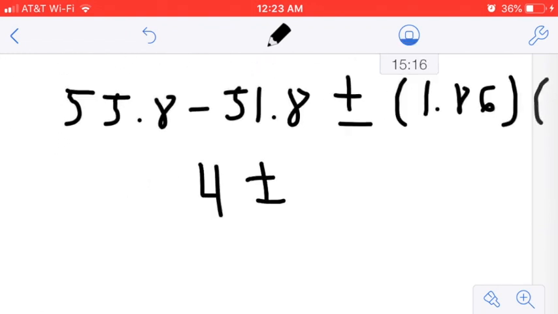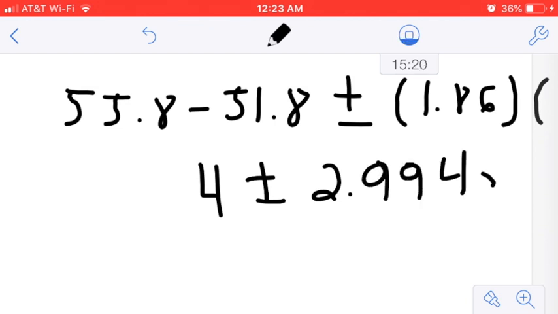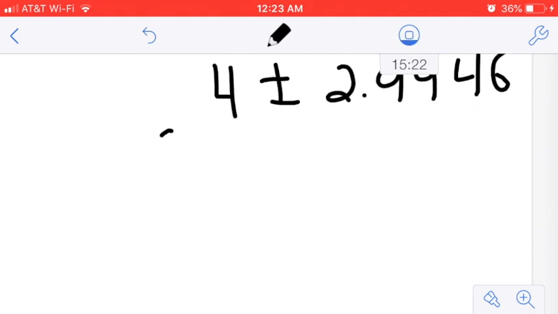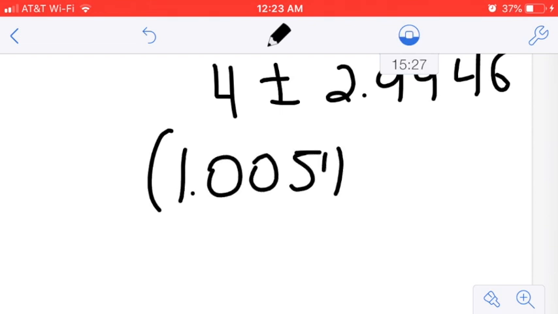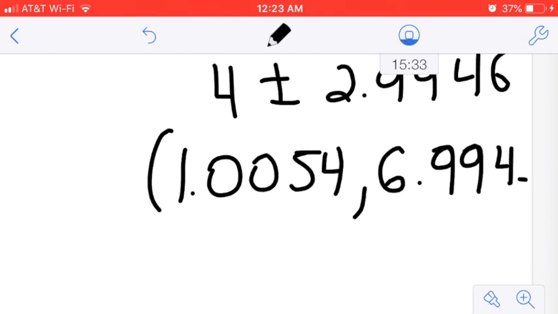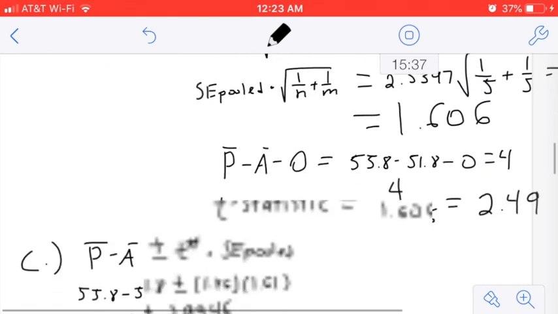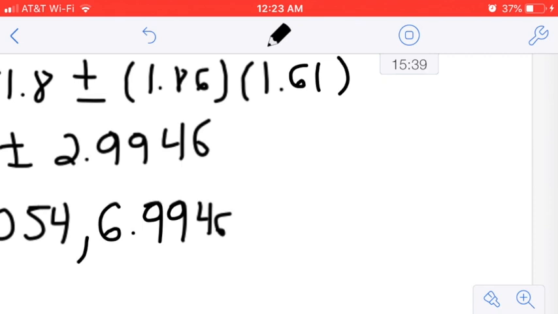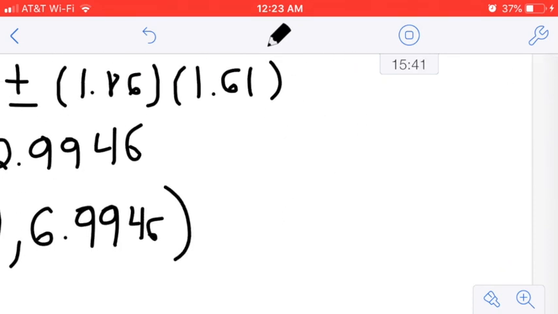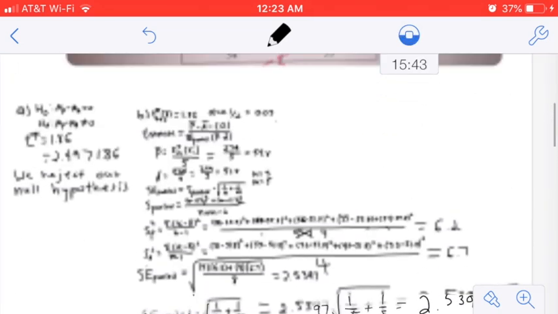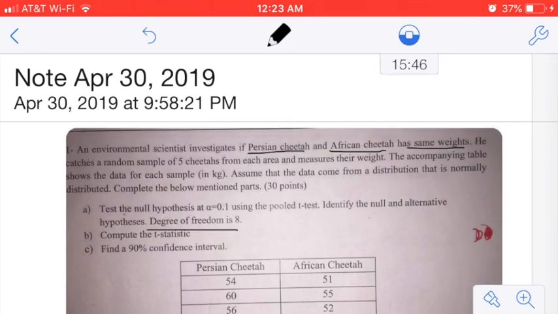4 plus or minus 2.9946. This gives us a confidence interval from 1.0054 to 6.9946. And that is how you do question 1 of exam 1 of spring 2019.